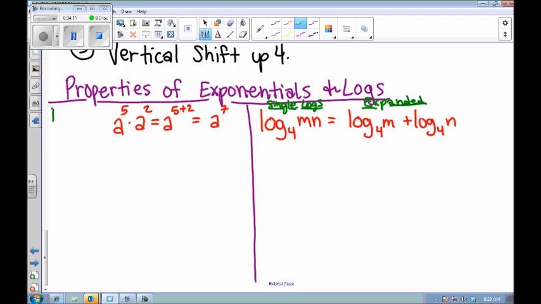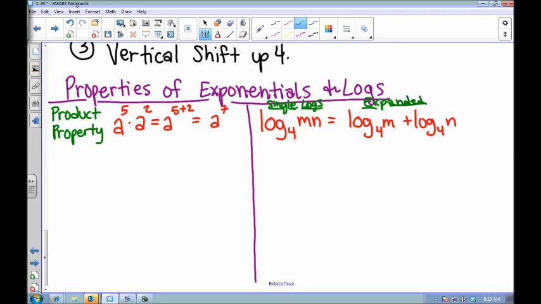This rule right here is the product property, because the answer to a multiplication problem is the product. Okay, so you have to remember multiply, add, or add, multiply. Those two go together. There's a connection with multiplication and addition in exponents and logs.